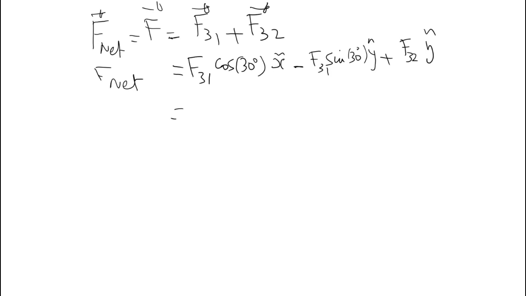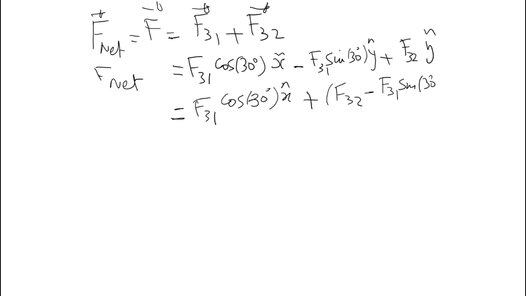Now remember to add x with x and y with y. So this one stays by itself, F31 cosine of 30 degrees in x direction. Then I can put F32 in front because it's positive, minus F31 sine 30 degrees in y direction. I put the coordinates that go with y, I add them together. The coordinates that go with x stay by themselves. So remember, this is the vector F net.